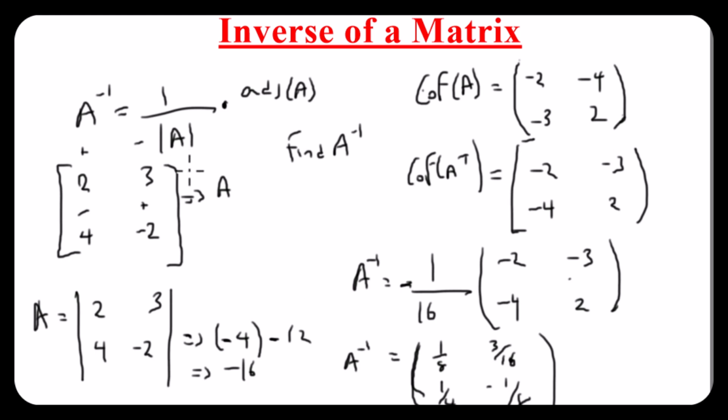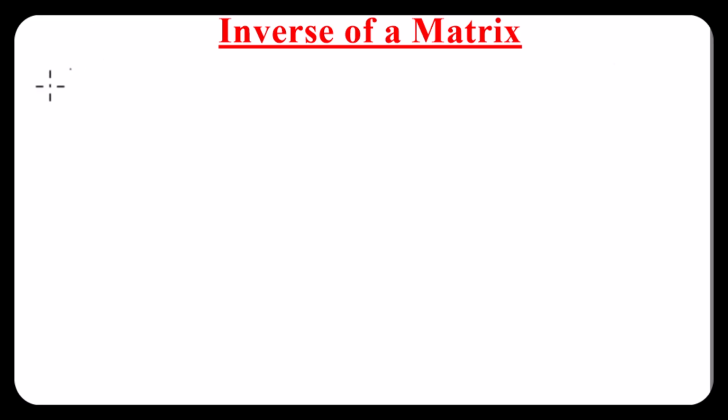Okay, so let's look at how to find the inverse of a 3 by 3 matrix. What if we're given a 3 by 3 matrix? How do we find its inverse? So let's say we're given matrix A to be equal to 1, 0, 5, 2, 1, 6, 3, 4, and 0. Okay, so we want to find the determinant first.